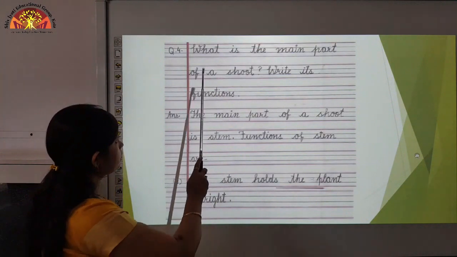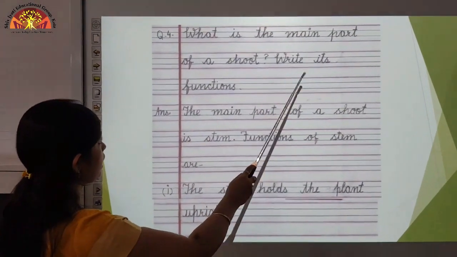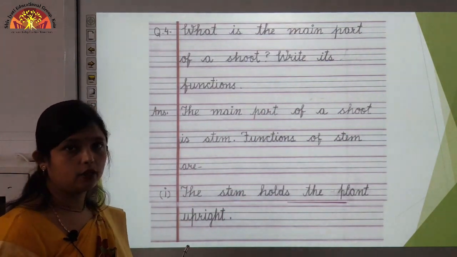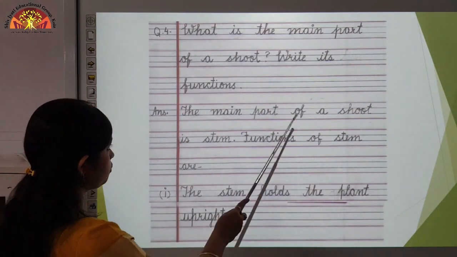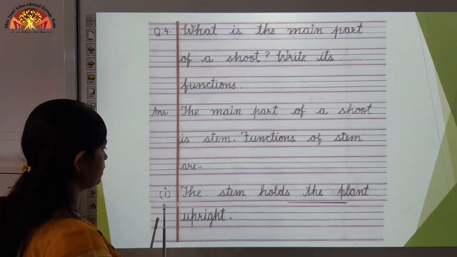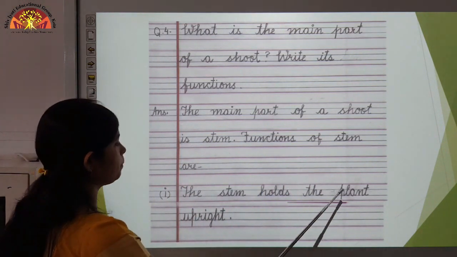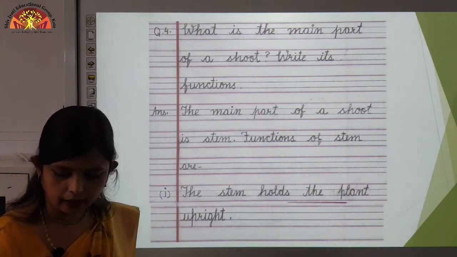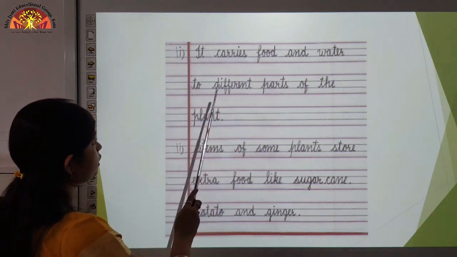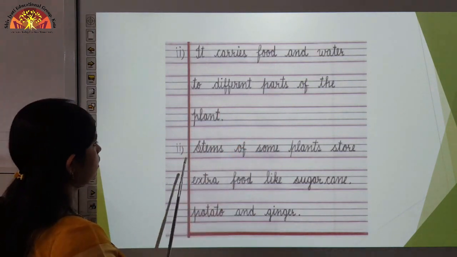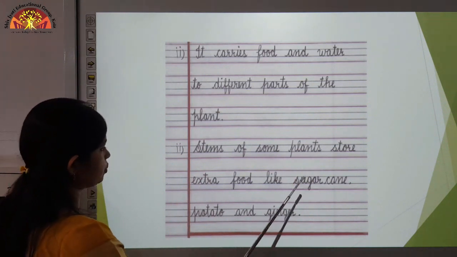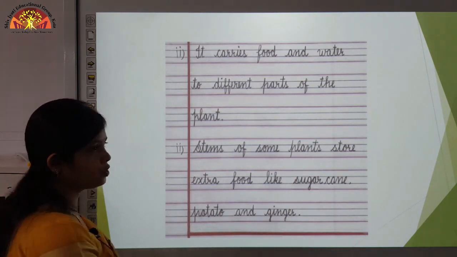Then what is the main part of a shoot? Write its functions. Now we know that shoot is the part that grows upward. So the main part of a shoot is stem, and functions of a stem are, first the stem holds the plant upright, then it carries food and water to different parts of the plant, then the stems of some plants store extra food like sugarcane, potato and ginger.